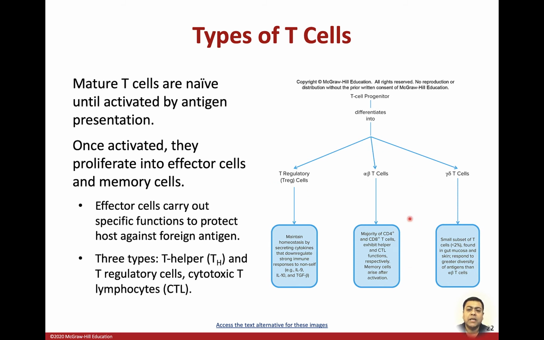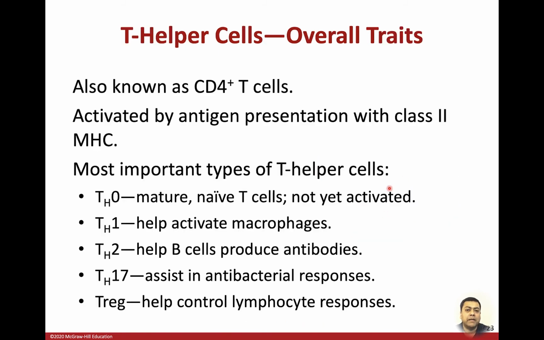Alpha beta T cells, the majority of the CD4 and CD8 T cells, are this type and exhibit the helper and cytotoxic functions. Memory cells arise after they are activated. On the other hand, gamma delta T cells are a small subset, less than 2%, found in the gut mucosa and the skin. And again, as I said, they respond to a greater diversity of antigens than the alpha beta cells, because they are exposed to the front line where they can see many more pathogens compared to the alpha beta T cells, which are in the internal body compartment.